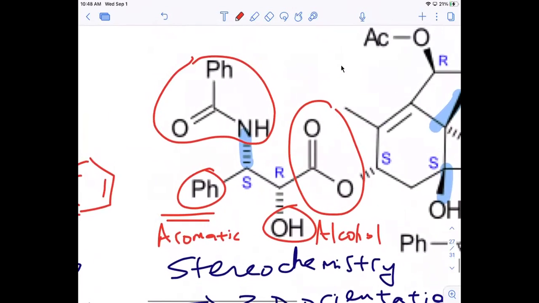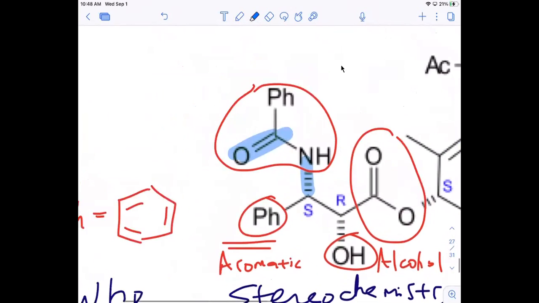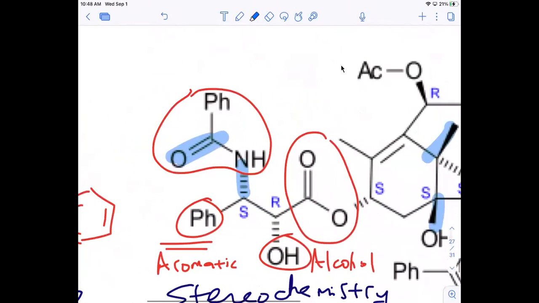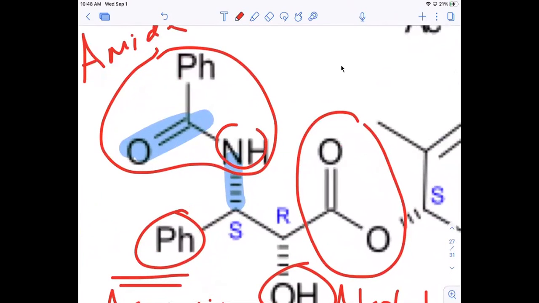What about up here? Now this is a carbonyl, but because of what it's bonded to, it's not just a carbonyl, it's a specific type of carbonyl. So what is it? Is it an amide or amide? Yes, excellent. Who was that? Sonata. Great. It's an amide. It's a carbonyl. This is what makes it an amide. It's the nitrogen bonded to the carbonyl right here, right?